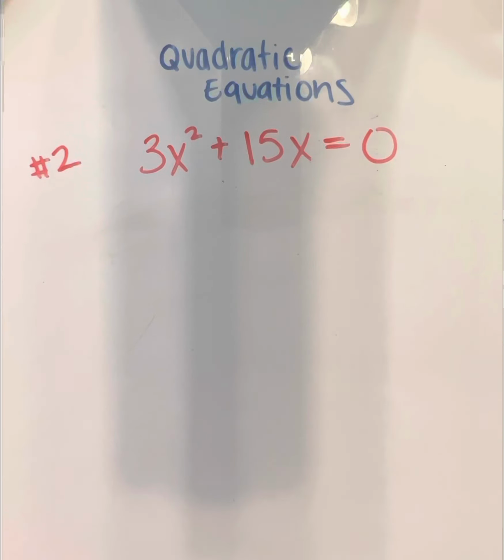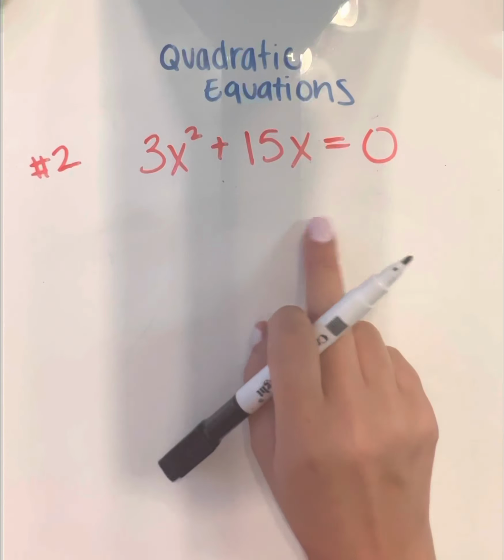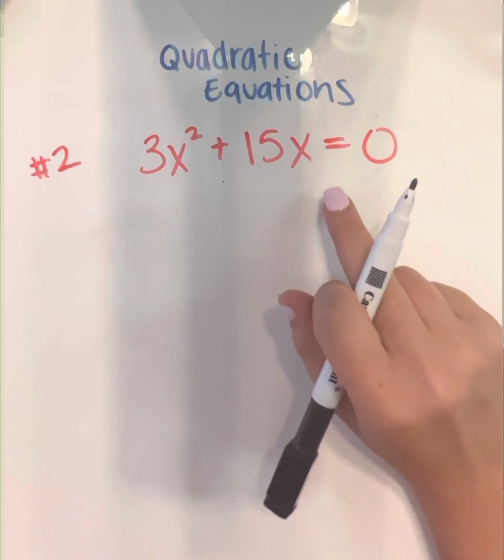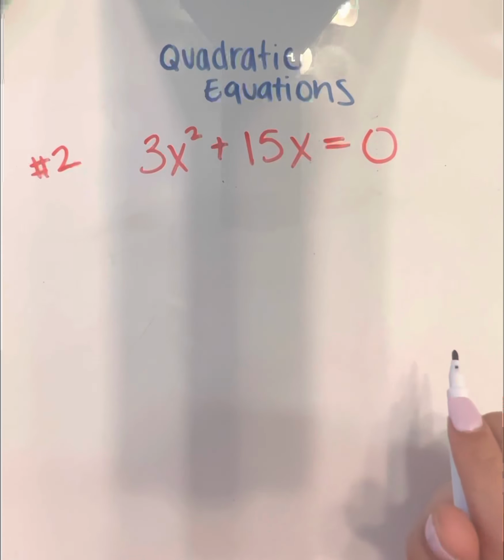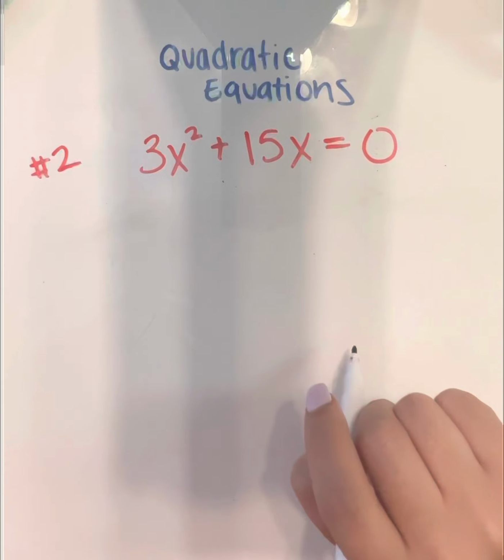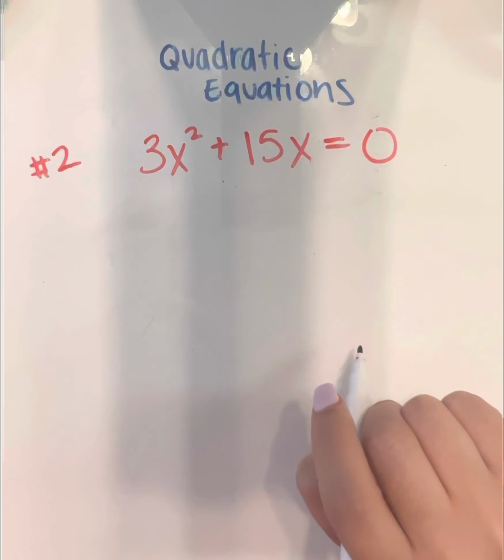All right, guys, so we have number 2, 3x squared plus 15x is equal to 0. We have to solve this quadratic equation by factoring. So we're going to go ahead and do our first step, which is set it equal to 0. It has already been set equal to 0 for us, so we're going to go ahead and move on to our second step. We want to go ahead and find those values of a, b, and c.